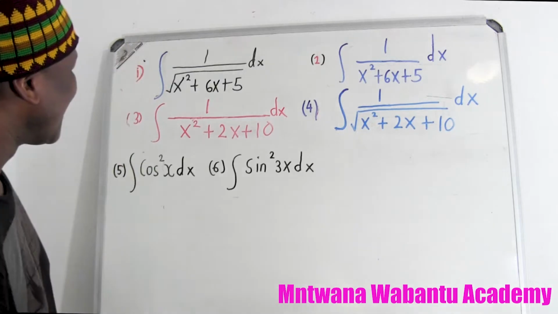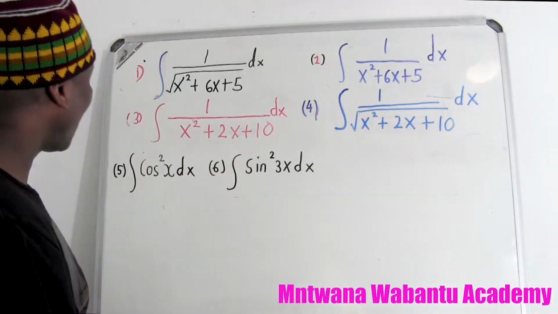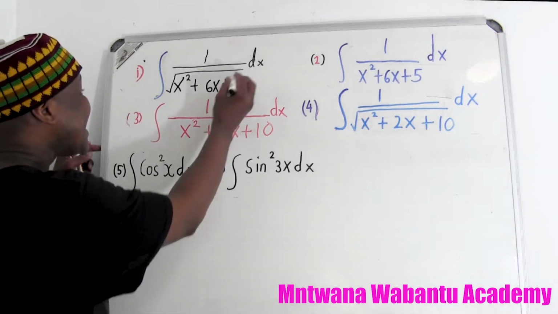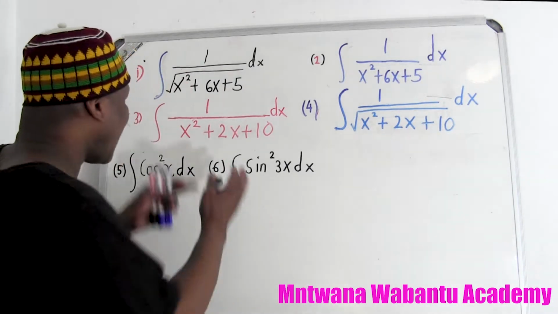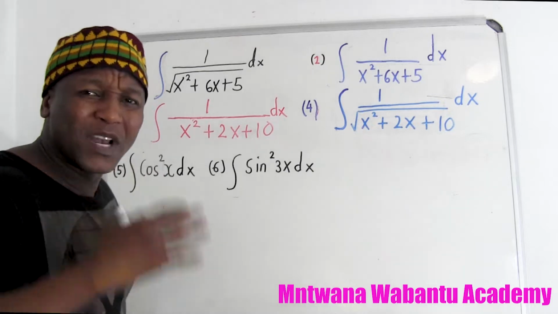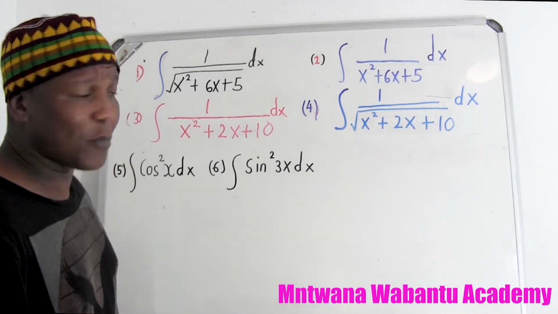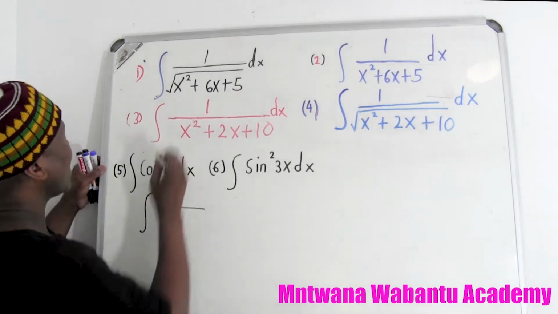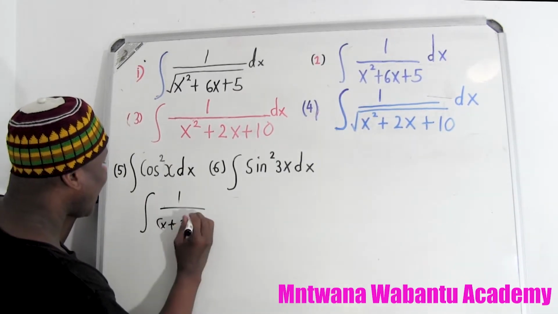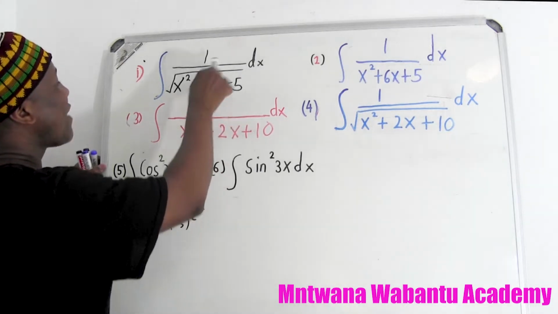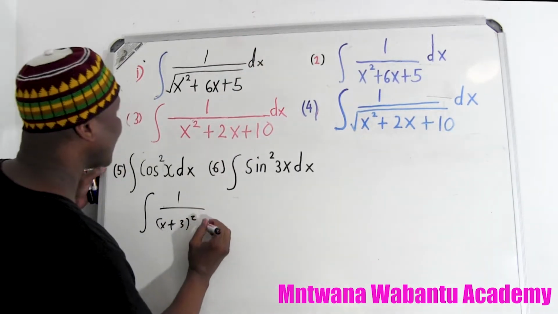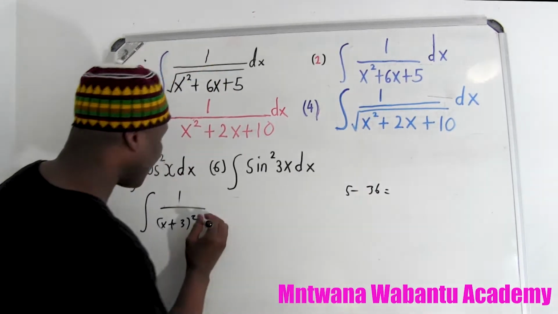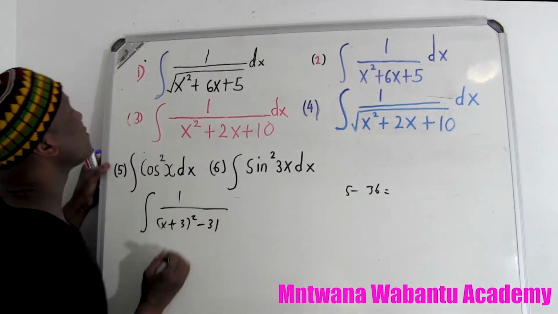Let's get started. So, this is a question right here. I can start with any one, so let me start with the first one. When there's a root, what you need to do is complete the square. I do believe you know how to complete the square. So the first one is going to be the integral. We have x plus 3 bracket squared, and this is going to be 5 minus 36, which is minus 31.